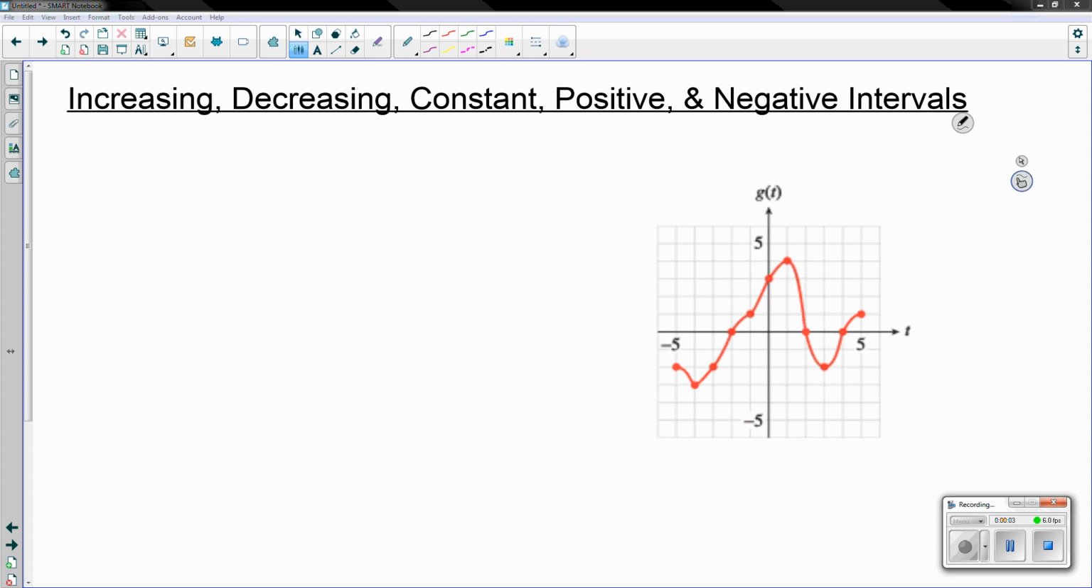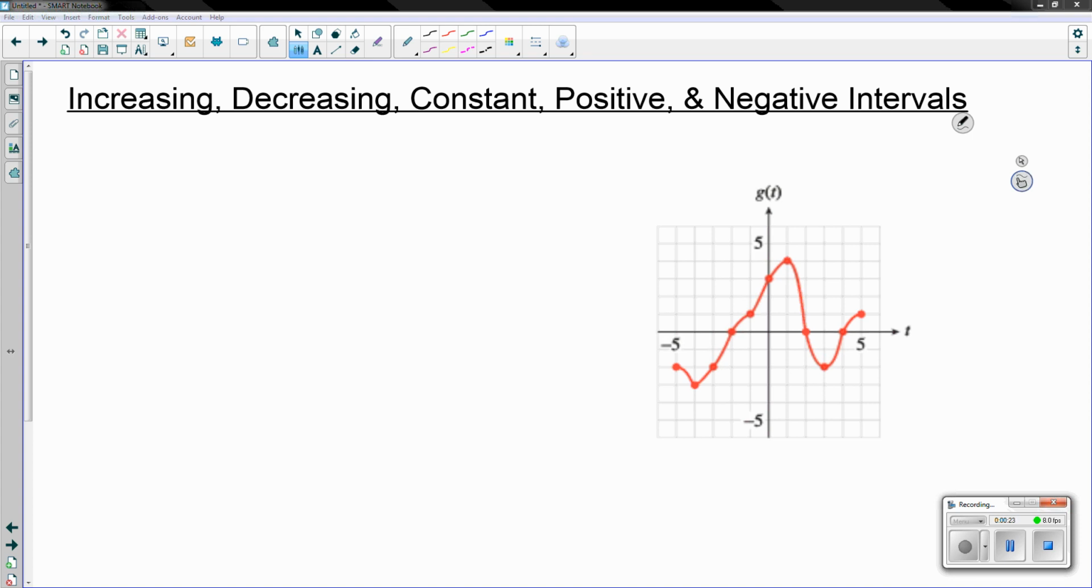Increasing, decreasing, constant, positive, and negative intervals. I have a picture of a function here. We'll call that g of t. In that function, multiple things are happening, and we want to dissect this function so we can identify intervals on which this thing is increasing, decreasing, constant, positive, and negative. That's the point of this video.